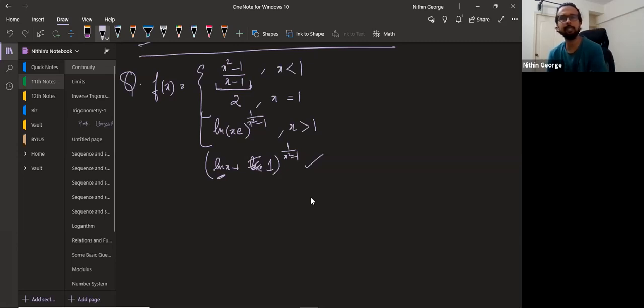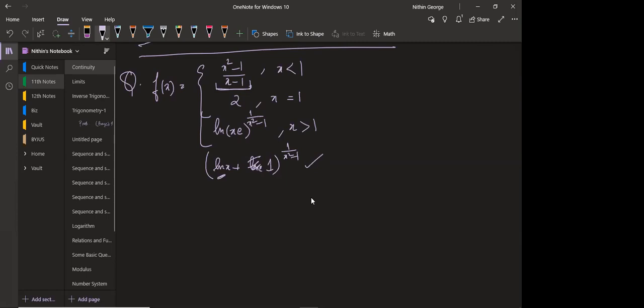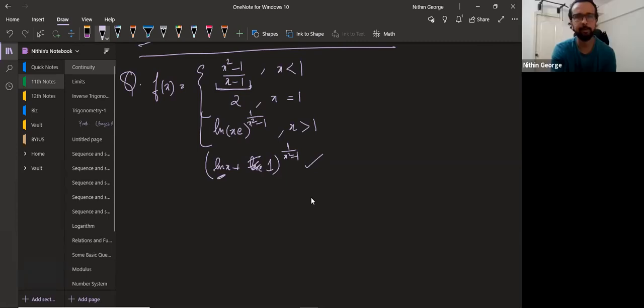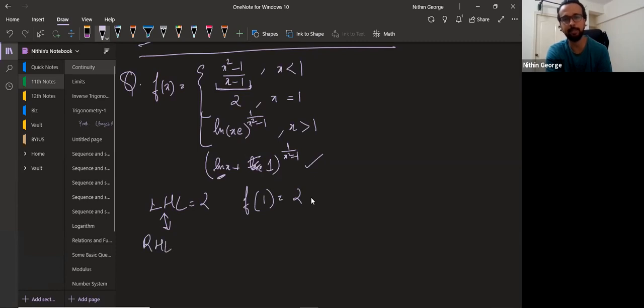All right, can you tell me about the LHL? LHL is 2, sir. Yeah, that's right. I hope all of you got LHL equal to 2. The value of the function at that point, f of 1, is also equal to 2. Now, I'm basically checking first if the limit exists, so I'm looking at the RHL next.